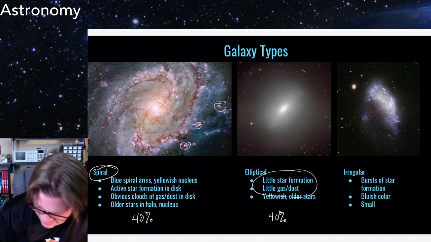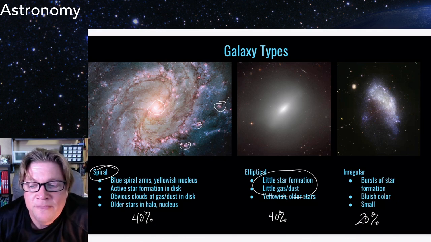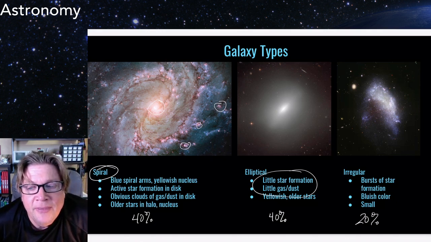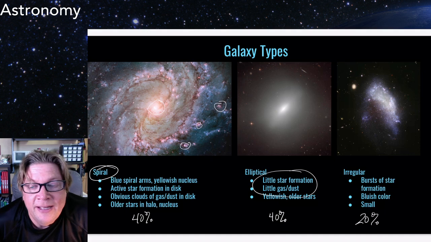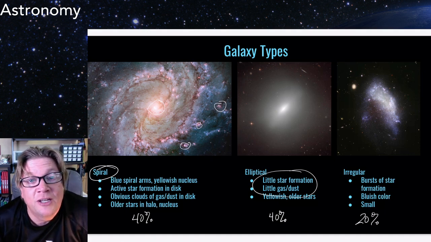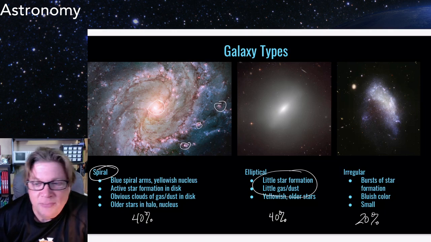And then there's sort of a catch-all category of small galaxies called irregulars. Now, if they're small and we see them, that must mean that they're pretty bright, because they usually have bursts of star formation going on, so they tend to be bluish in color, and they tend to be small. But these are the three major types.